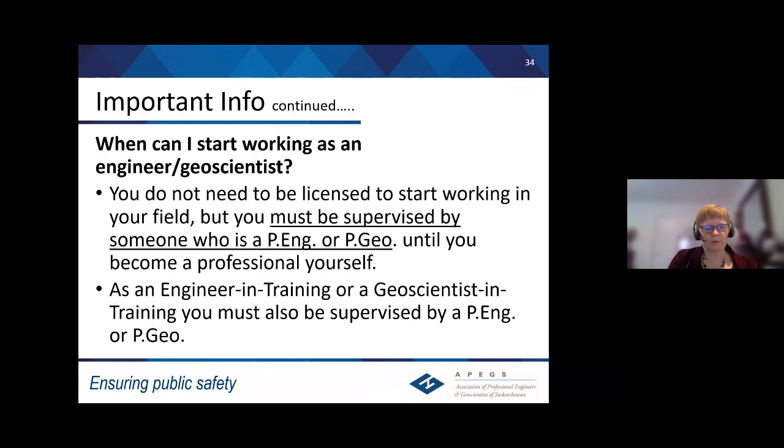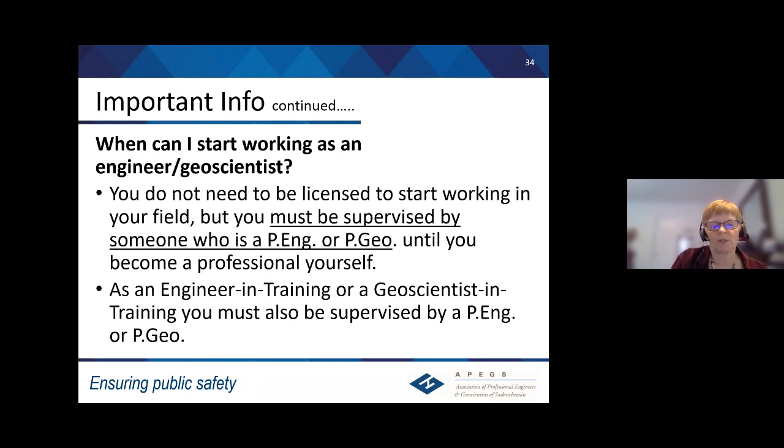So a few other things I want to tell you about before we wrap up here. There's often a lot of confusion about when you can actually start working as an engineer or geoscientist. And although you can't take responsibility for the work until you're licensed, you can actually start working right away if you can find a job. So you don't need to be licensed in order to start working, but if you're not, you must be supervised by someone who is licensed and who is taking responsibility for your work.